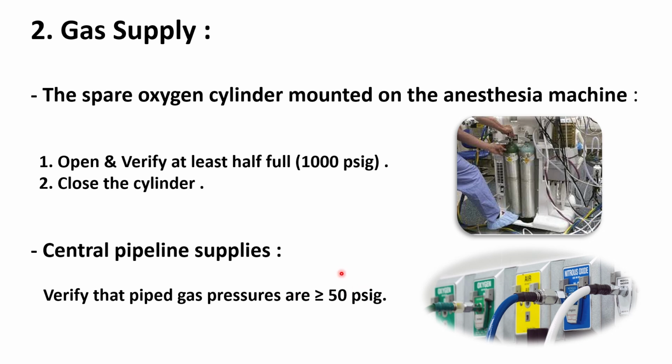Okay, and we should know that in case of the central pipeline supply being down, and you are going to put the patient on ventilation using these cylinders, it's better to go for manual ventilation using the bag to avoid quick depletion of oxygen inside these cylinders.